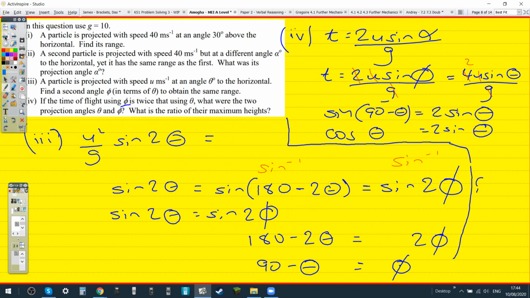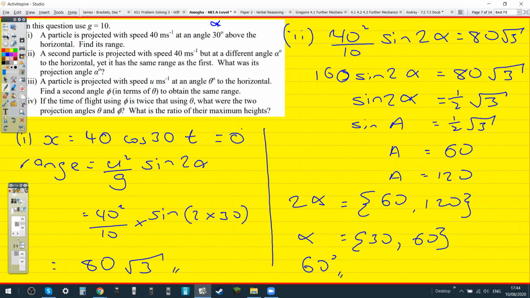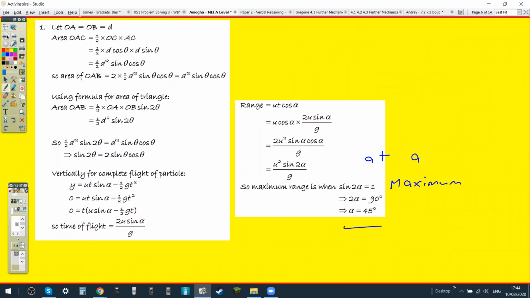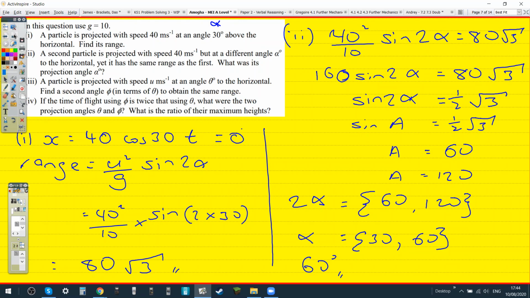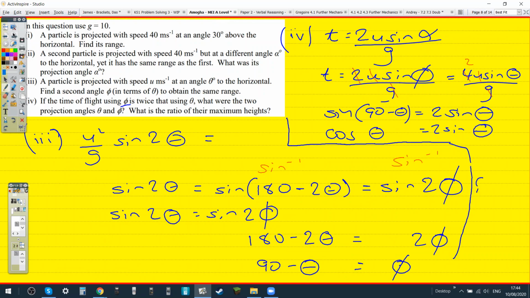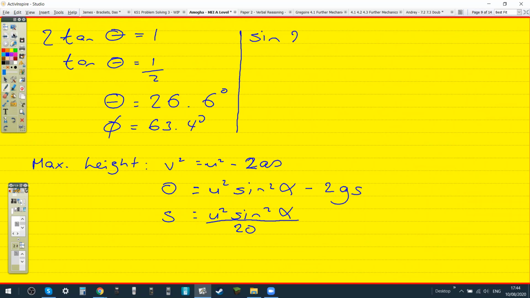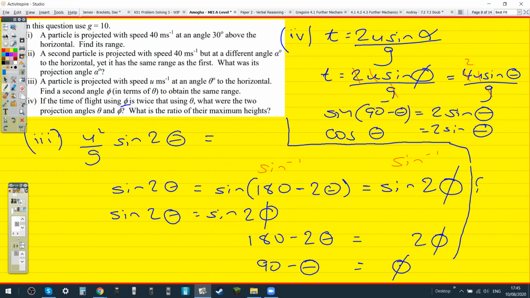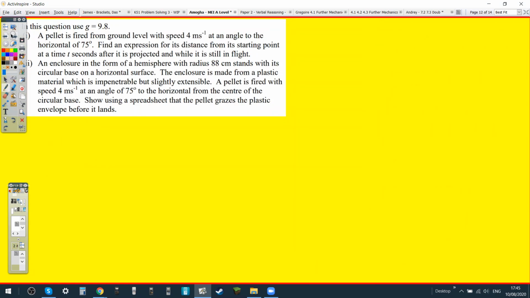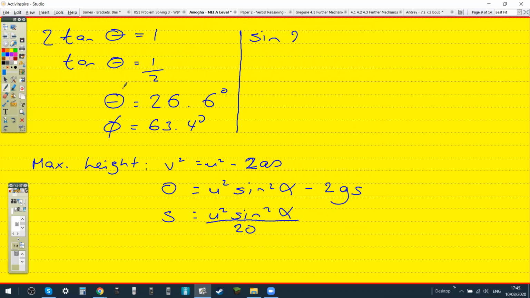Where did this 26.6 come from? That's what theta is. But where did we get that from? I want to go back to part 3 of the question. Did I put it somewhere else? Well, it's right there. So it is tan theta is a half. So let's get sine theta.